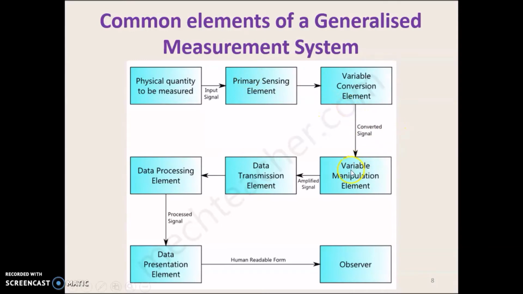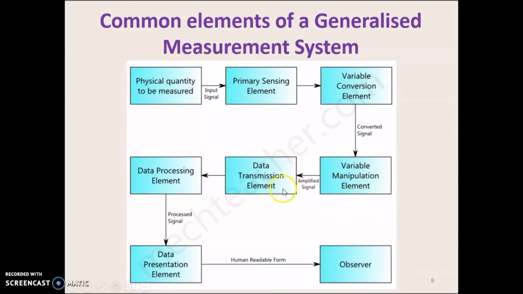Next is the variable manipulation element. What this element does is, it checks whether the converted signal is strong enough to be read or not. If it is not strong enough to be read, then it amplifies the signal, that is, it manipulates the signal so that the instrument can perform some process and give the output. So this conversion from the converted signal into the amplified signal is done by the variable manipulation element.